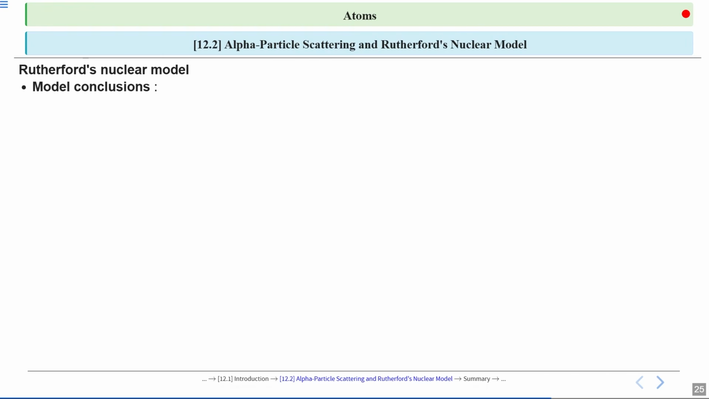So what were the model's conclusions? Let's look at the main conclusions of the Rutherford model. These are the key points that came out of this famous gold foil experiment. First, Rutherford found that almost all of the atom's positive charge and most of its mass are concentrated in a tiny central region called the nucleus. The nucleus is extremely small compared to the whole atom, but it contains nearly all the mass.